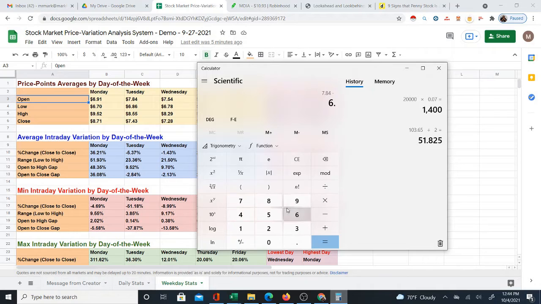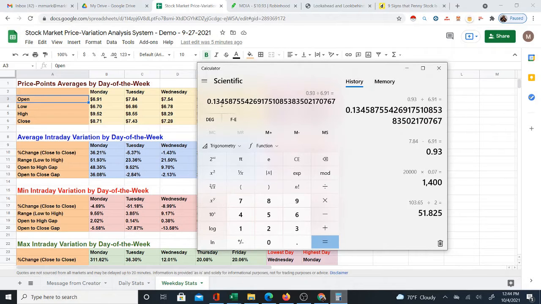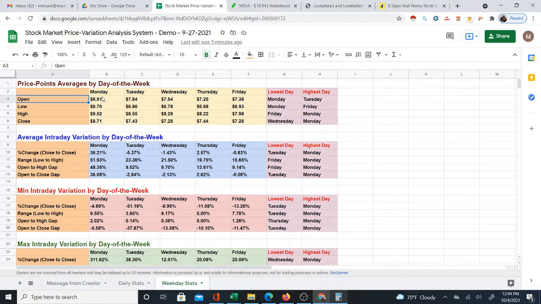784 minus 691 is 93 cents divided over that initial 691, and that's actually a 0.13, which is a 13% increase in price. So although this seems small, 691 versus 784, it's a 13% increase. That is a large increase from one day to the next day, like overnight. 13% average. Okay, so just keep that in mind.